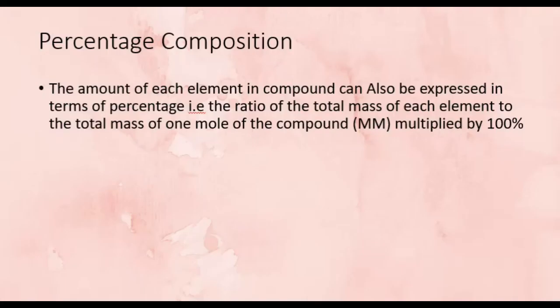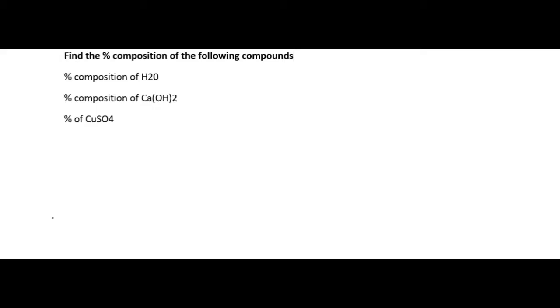Percentage composition is the amount of each element in a compound, which can also be expressed in terms of percentage: the ratio of the total mass of each element to the total mass of 1 mole of the compound, multiplied by 100. So let's have a problem solving. Okay, let's find the percentage composition of the following compound.